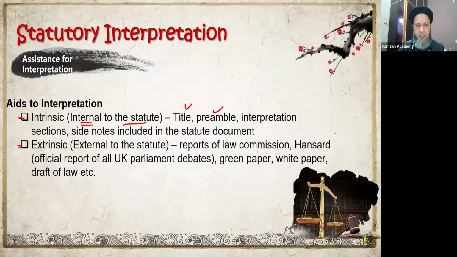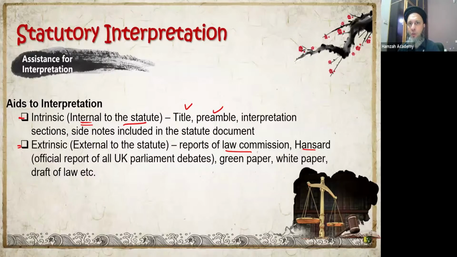Whereas the external means external to the statute: reports of the Law Commission, Hansard, which is an official report of the UK Parliament debate. So suppose the Companies Act, when it was being developed and discussed in Parliament, there were debates going on. Those debates are not included in the law, but they are documented elsewhere in the Hansard.